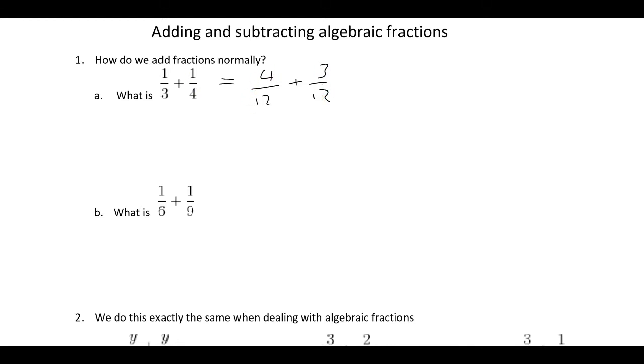This means that this number is still a third and this number is still a quarter, but now they have the same size in the bottom, which means we can just add them. 4 plus 3 is 7/12. Done. Right? That's how we deal with fractions normally.